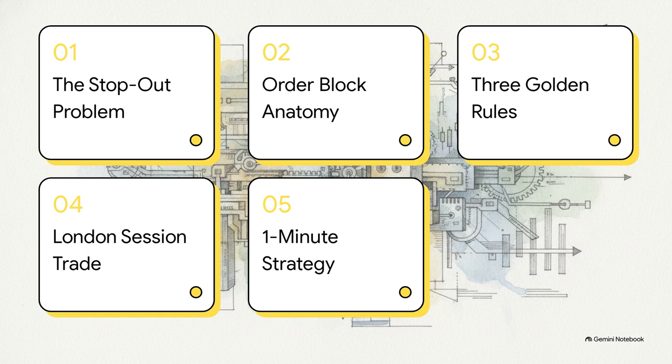Okay, let's map out our journey real quick. We're going to cover 1. The stop-out problem, 2. The anatomy of an order block, 3. The 3 golden rules, 4. A live London session trade, and 5. The 1-minute entry strategy. Let's get right into it.